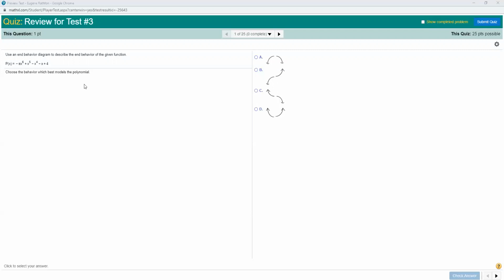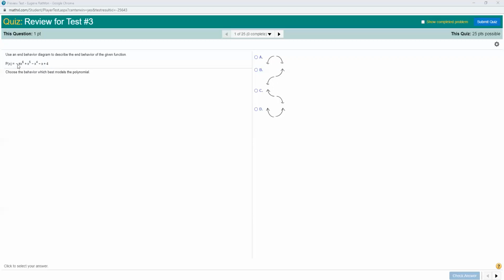So we want to look at this, negative pi x to the sixth plus x to the fifth minus x to the fourth minus x plus 4. The main thing we want to find is the degree of this polynomial and if the lead coefficient is positive or negative. So I'm looking for the highest exponent. So the highest exponent would be the 6. So 6 is even. So I know I got an even degree.